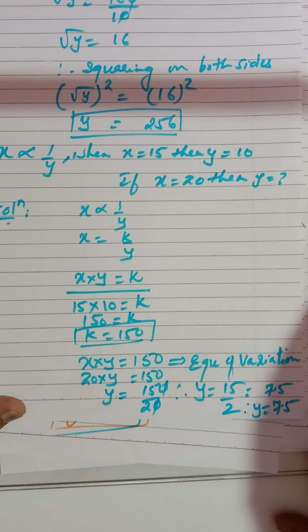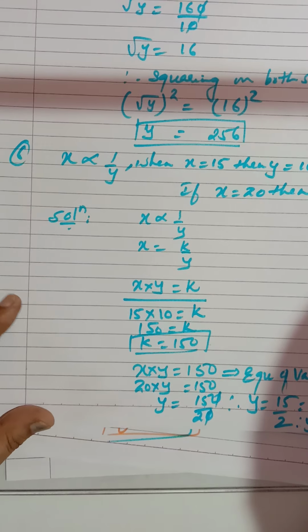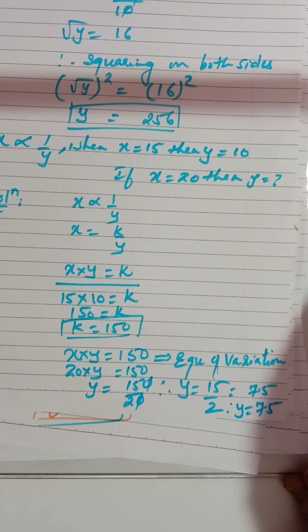So I hope children you have understood this. Same method, 6th and 5th sum is having the same method. Copy it down in your classwork book.